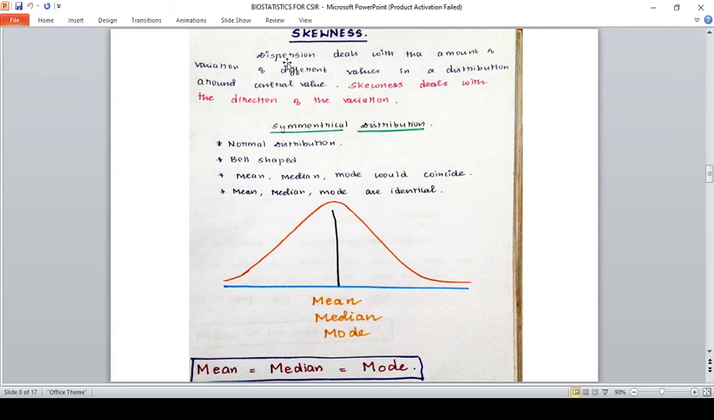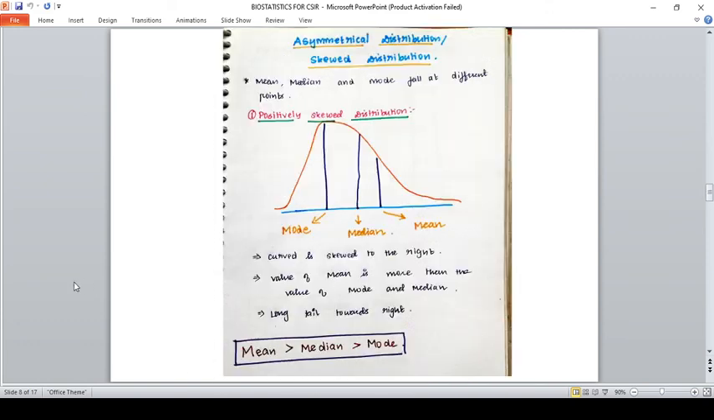Dispersion deals with the amount of variation of different values in a distribution. But skewness deals with the direction of variation, in which direction it is going. A symmetrical distribution is nothing but the normal distribution. It follows a bell-shaped curve, and the mean, median, and mode coincide and are identical. Therefore, in a symmetrical distribution, that is a normal distribution, mean, median, and mode are equal. Consider an asymmetrical distribution, which is a skewed distribution: mean, median, and mode will fall at different points.